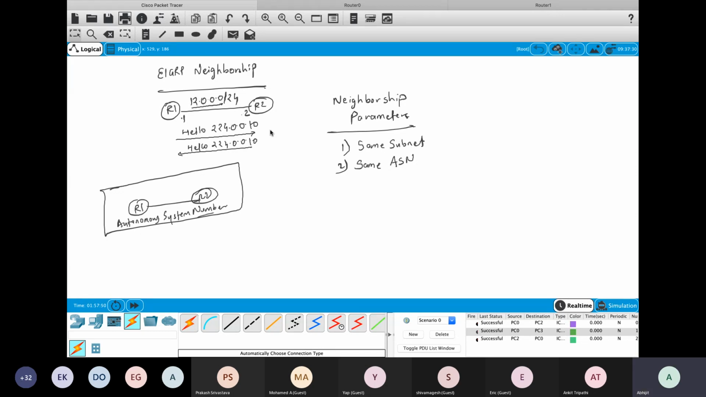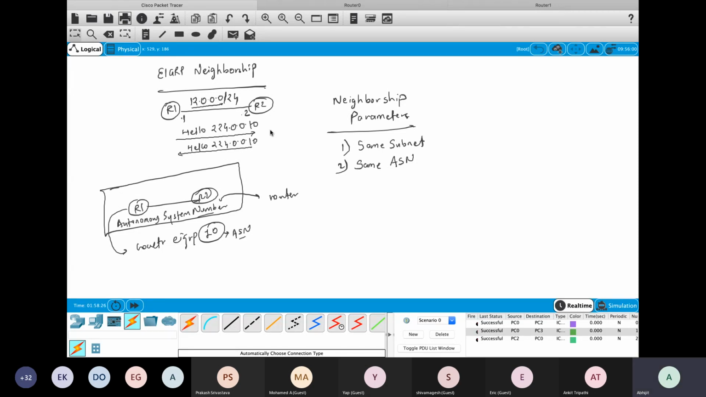Which means if I go on R1 and I say router EIGRP 10, then this 10 is called the AS number, autonomous system number. And if I go on R2 and say router EIGRP 20, then I'm configuring a different AS number on R2, and these routers will not be able to exchange the routes. Do you understand what I'm trying to say here?